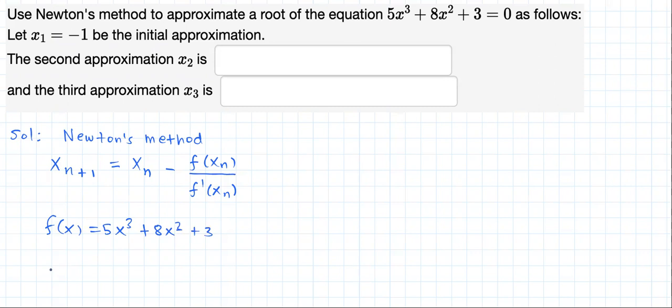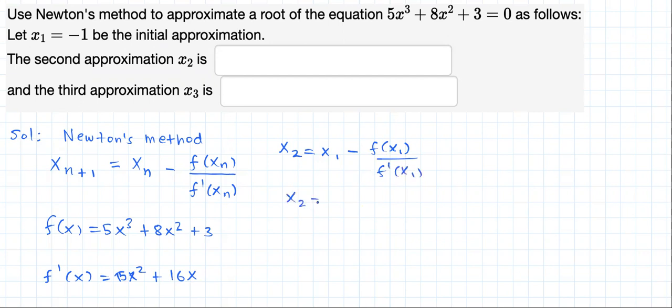Good. The derivative of our function then should be 5 times 3, 15, x squared, plus 2 times 8, 16x. That is the derivative of our function, right? Good. So now x2 should be the previous x1 minus our function evaluated at x1 divided by its derivative at x1.